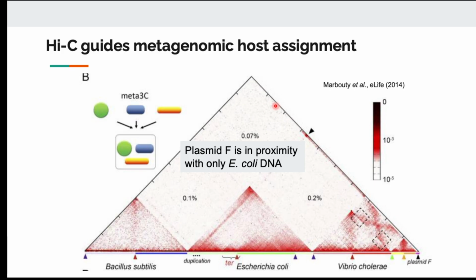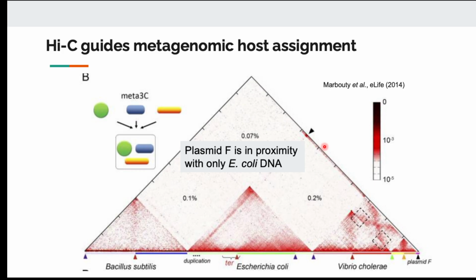So chromatin conformation capture can also tell you the relationship between plasmids or other mobile genetic elements and their hosts. But imagine how much sequencing you need to perform to cover multiple bacteria and multiple plasmids to see this whole matrix. So the limit is the resource that you have. But conceptually, you can map a plasmid to its host by using a chromatin conformation capture experiment.